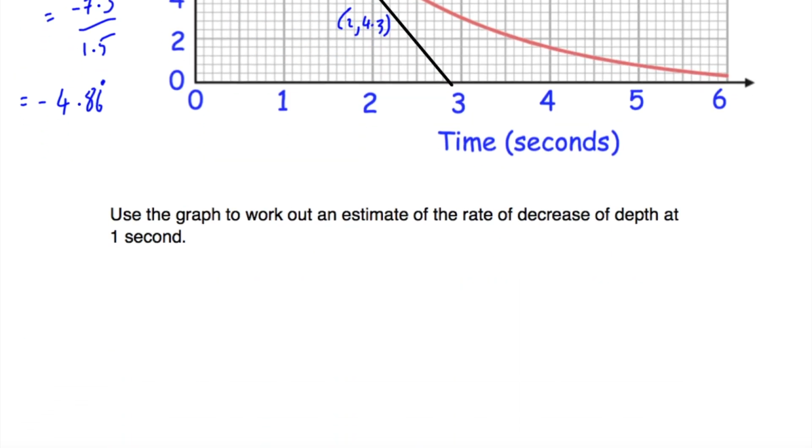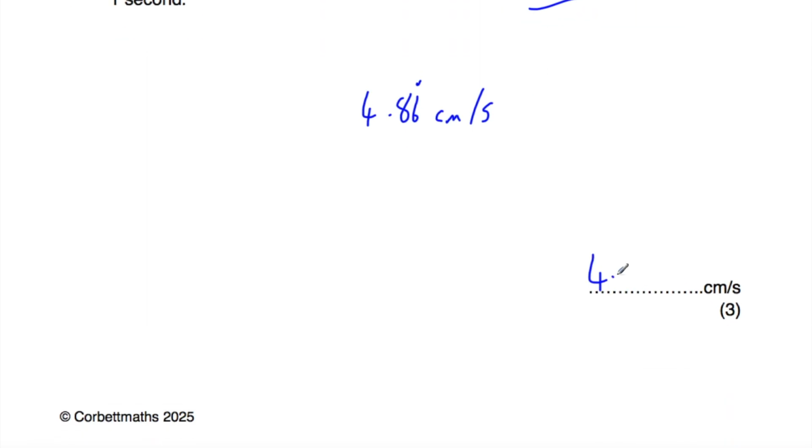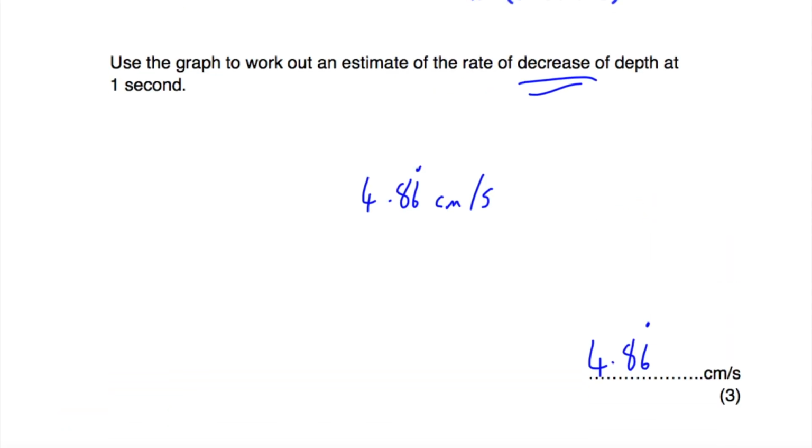Now if we go down, the question didn't ask us for the rate of change, it asked us for the rate of decrease. So it already knew that it was decreasing, and it wants to know at what rate the depth of the water is decreasing when the time is equal to 1 second. It's decreasing by 4.86 recurring centimeters per second. That's the rate of decrease of the depth of the water in the bath. So the answer would be 4.86 recurring. Because the question says rate of decrease, it already knew that the gradient was negative, so we've just made it positive to tell us the rate of decrease.